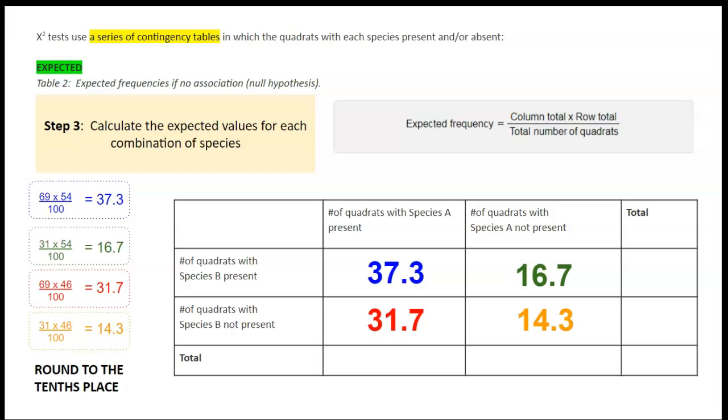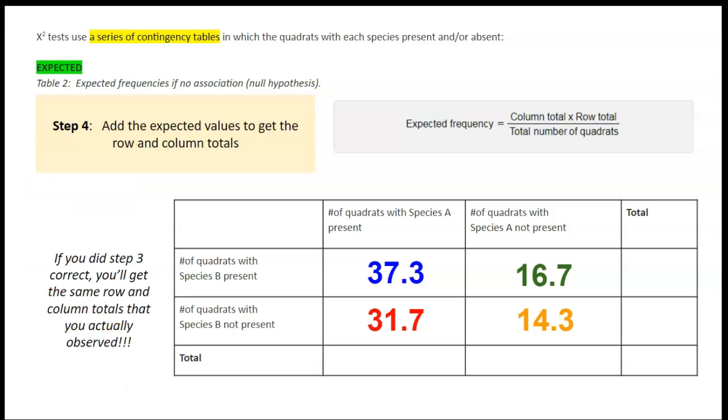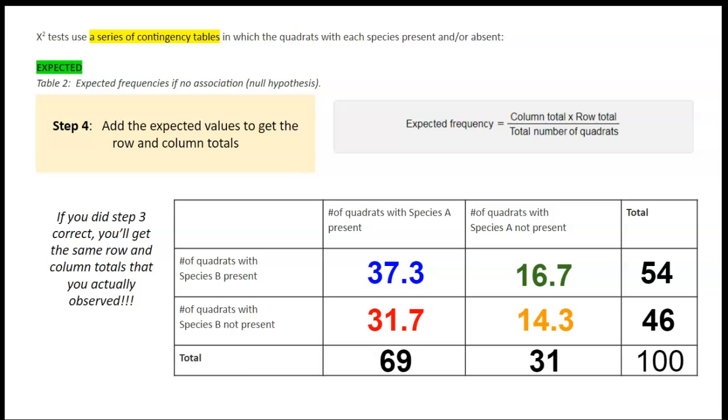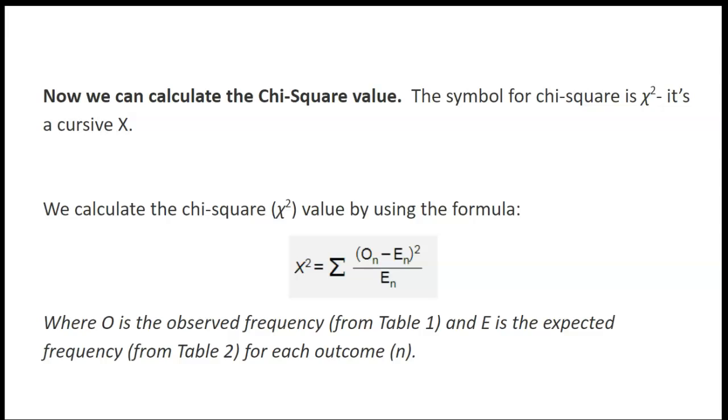Okay, so expected frequencies is if there's no association, you just use this formula, figure out your decimals here, and then you add them up again to get your totals, and if you did it right, you should get the same exact numbers. Okay? So this is how you know you did things right. If you did it correct, you'll get the same totals. Beautiful way to check your work, right?